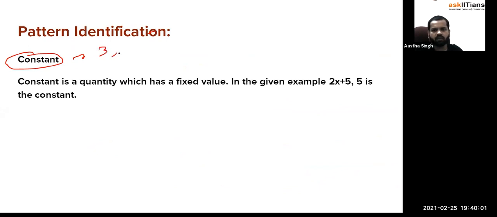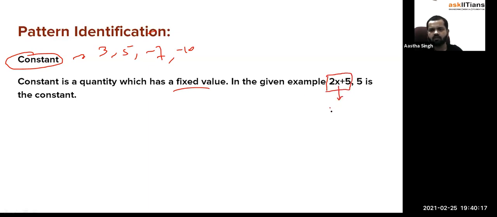Suppose you have 3, 5, minus 7, minus 10. These are fixed values, you cannot change them, right? So these are fixed values. In the given example, 2x plus 5, your 5 is your constant and your x is your variable.